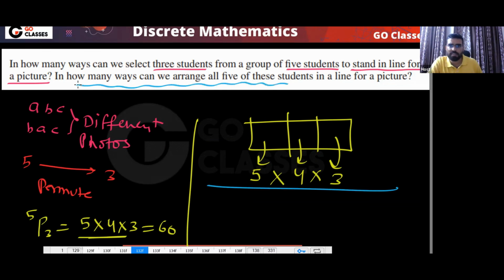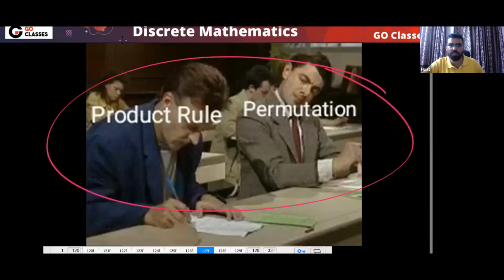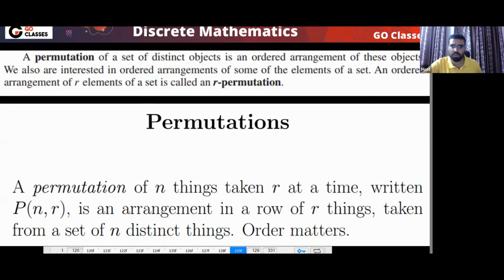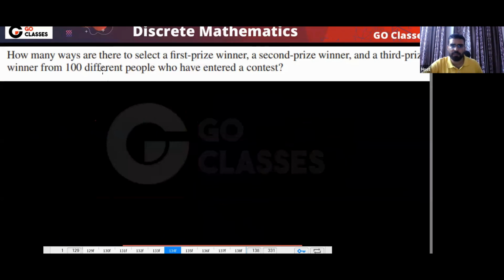And what if we want all 5 people? For this the answer will be 5 factorial. So never forget this meme: permutation is nothing but your product rule. If you understand product rule, you already understand permutation.